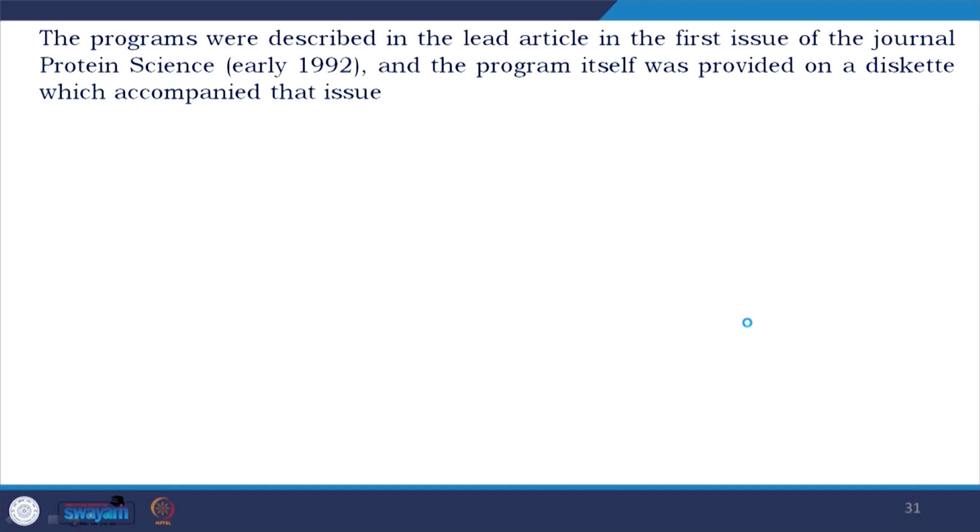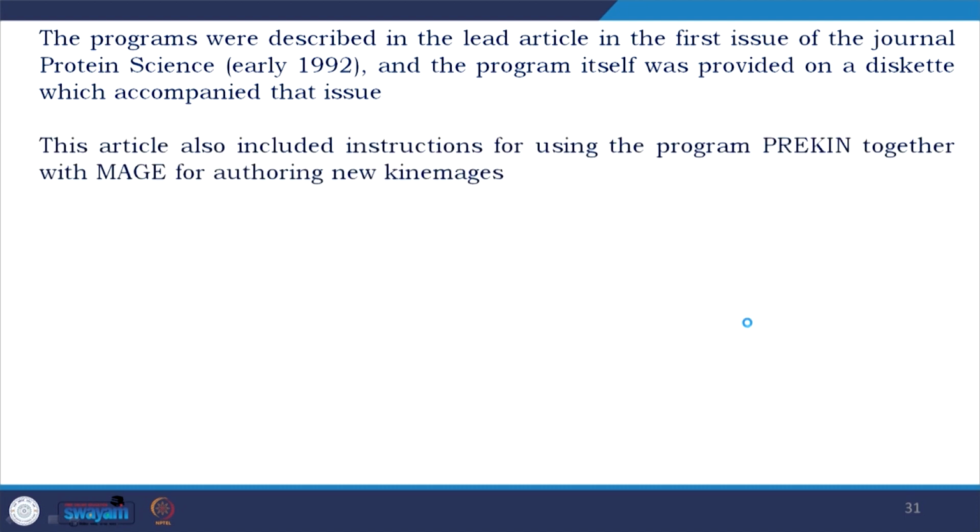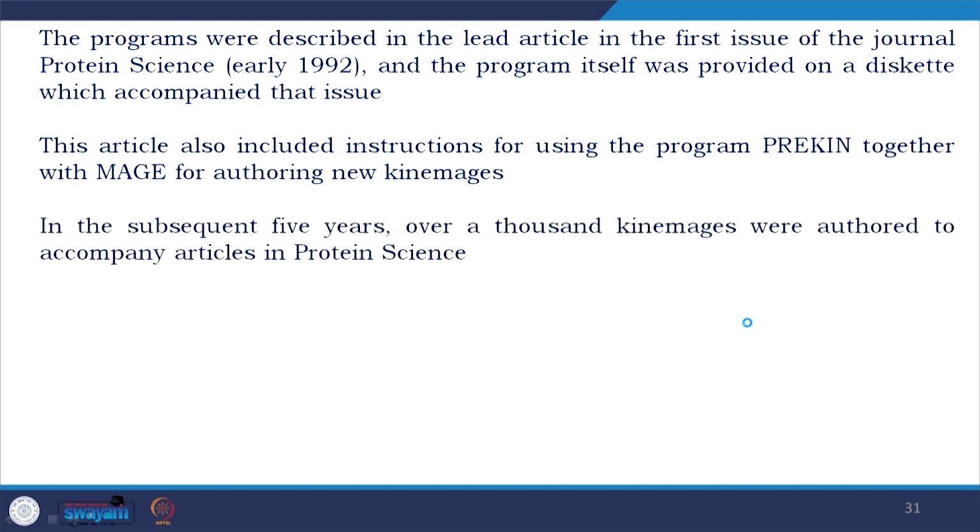The programs were described in the lead article in the first issue of the journal Protein Science in early 1992, and the program itself was provided on a diskette which accompanied that issue. This article also included instructions for using the program Prikin together with Mage for authoring new Kine images.